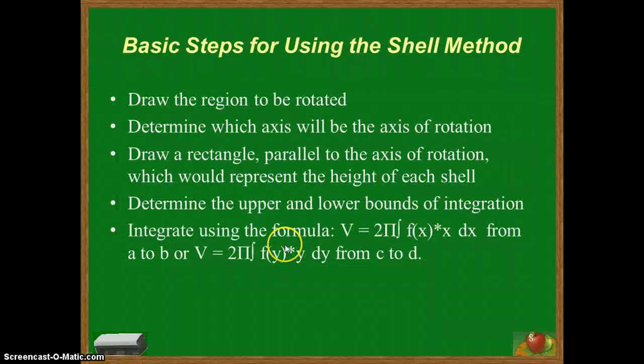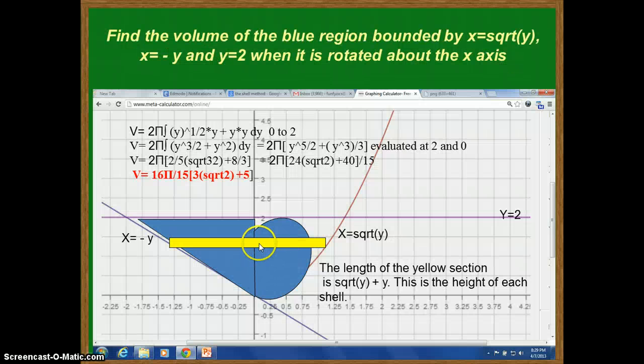So clearly this part is just the square root of y, and then this part you might say is negative y, but if we're talking distance it has to be positive y. So our height is going to be the square root of y plus y. Does everybody get that? Okay.